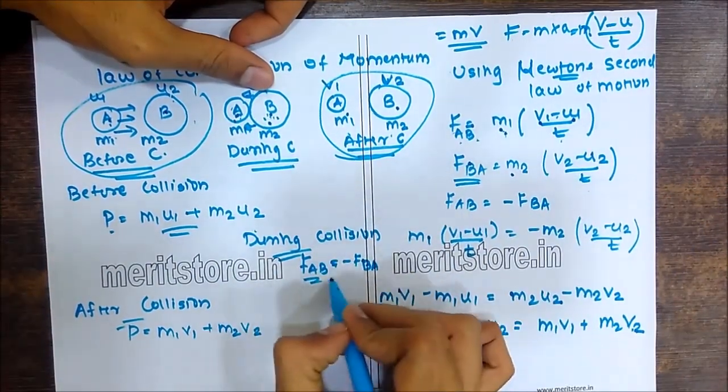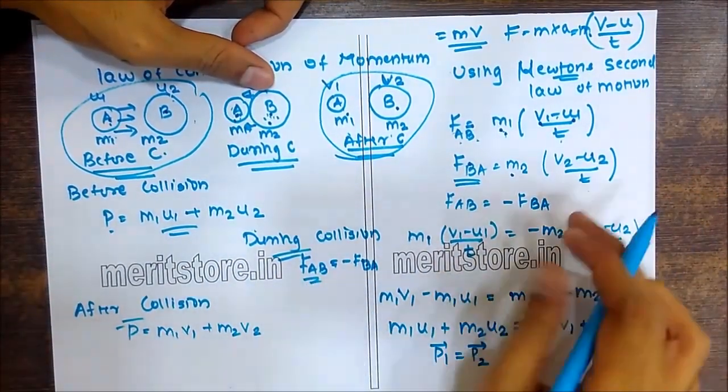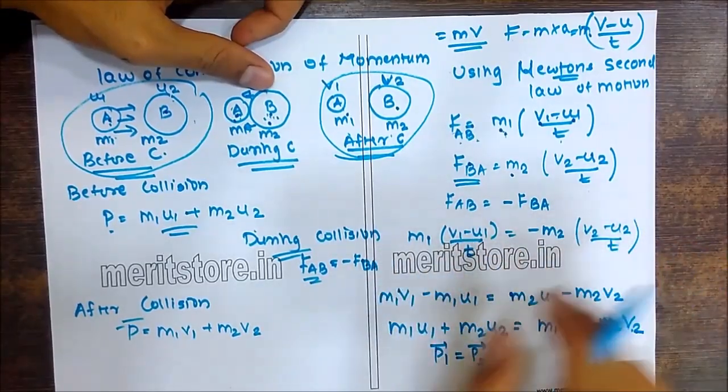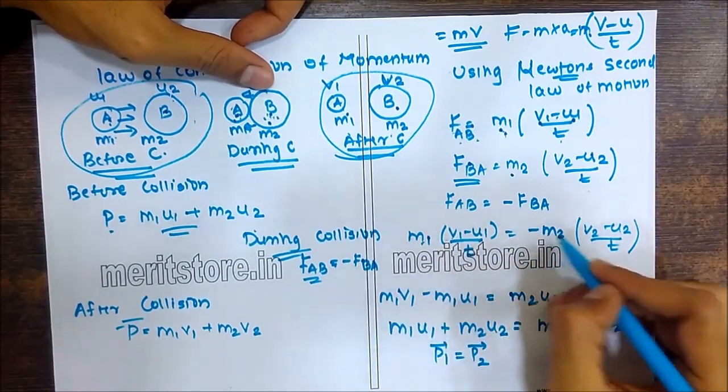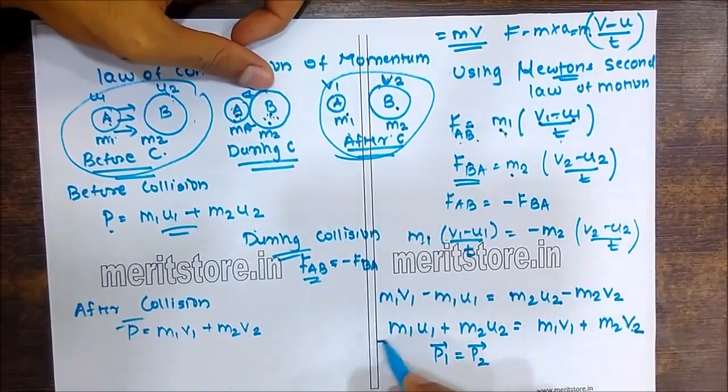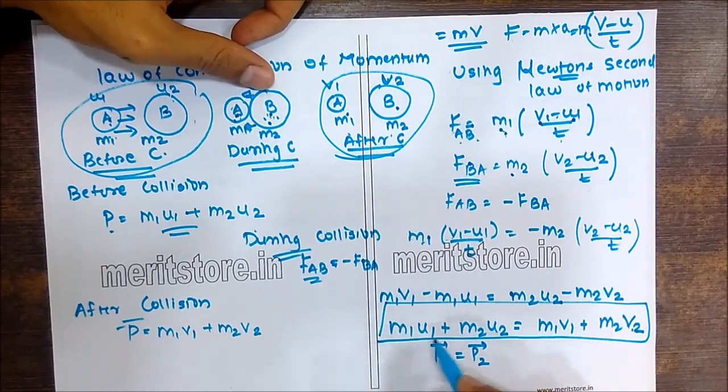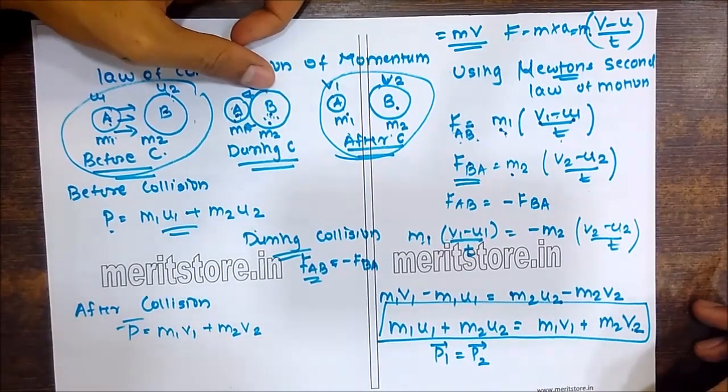Now we know the equation F_AB equals minus F_BA. So we put both of them in the equation and substitute the values. We multiply m1 inside and m2 inside this, and what we get as the final answer is m1 u1 plus m2 u2 equals m1 v1 plus m2 v2.